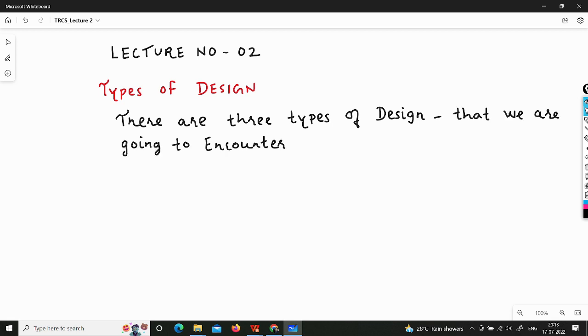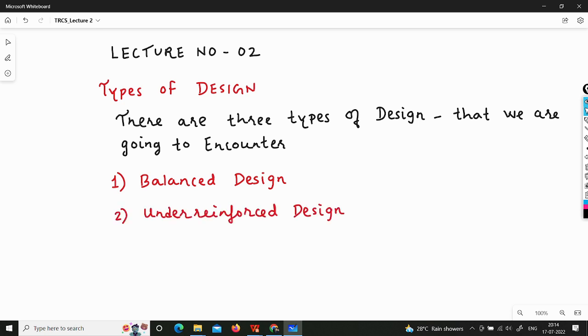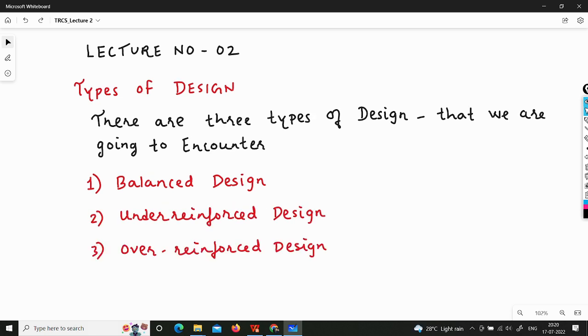Basically, we have three types of design in RCC beam: balanced design, under reinforced design, and over reinforced design. I'm going to explain these types of design based on the terms used in the working stress method. I will try to explain the concept of these designs with the help of terms used in the working stress method, but the same concept can be used in the limit state method. The conceptual part is the same, but the terms are different. So here I am going to use the terms of the working stress method.